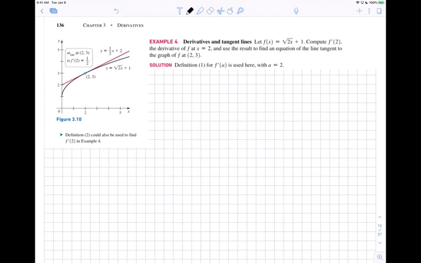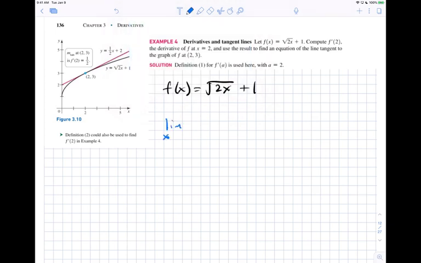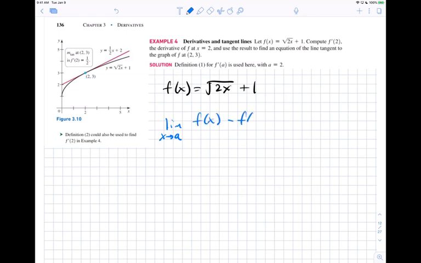So we have this function, the square root of 2x plus 1, and x is 2. Definition 1 says the limit as x approaches a of f of x minus f of a over x minus a. Let's give this one a go. If we apply this to ours, this is going to be the limit as x approaches 2 of f of x minus f of 2 over x minus 2.